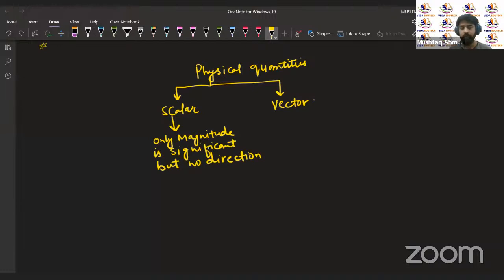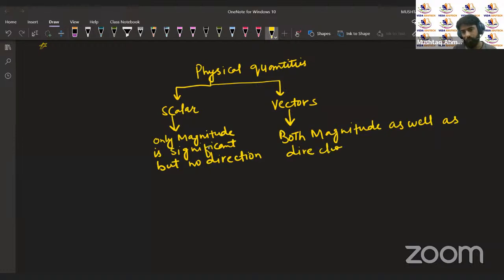But in case of vectors, both direction as well as magnitude is important. In case of scalars, we do a normal algebraic addition and subtraction.